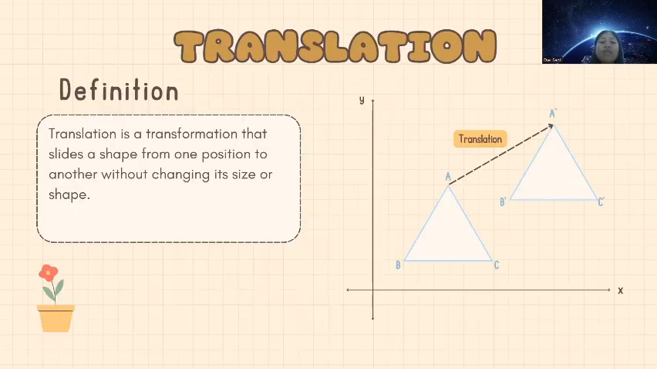Now let's dive into our first type of transformation. Translation, or in Indonesian, we call it pergeseran. Definition, simplified: a translation is a transformation that slides a shape from one position to another without changing its size or shape. Think of it as picking up an object and moving it along a straight path. It does not rotate, it does not flip, it just slides.